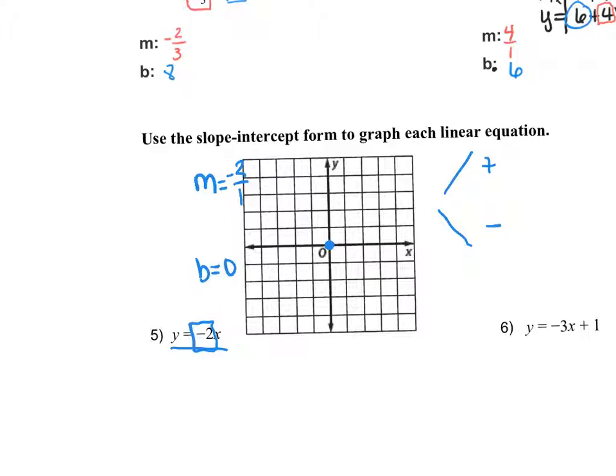So we can graph it up still, but instead of going to the right, we're going to go to the left. Just one direction's got to be negative, right? On the graph, which direction's negative? Left or down? Does that make sense? So we're going to go up and to the left. We're rising 2, running 1.